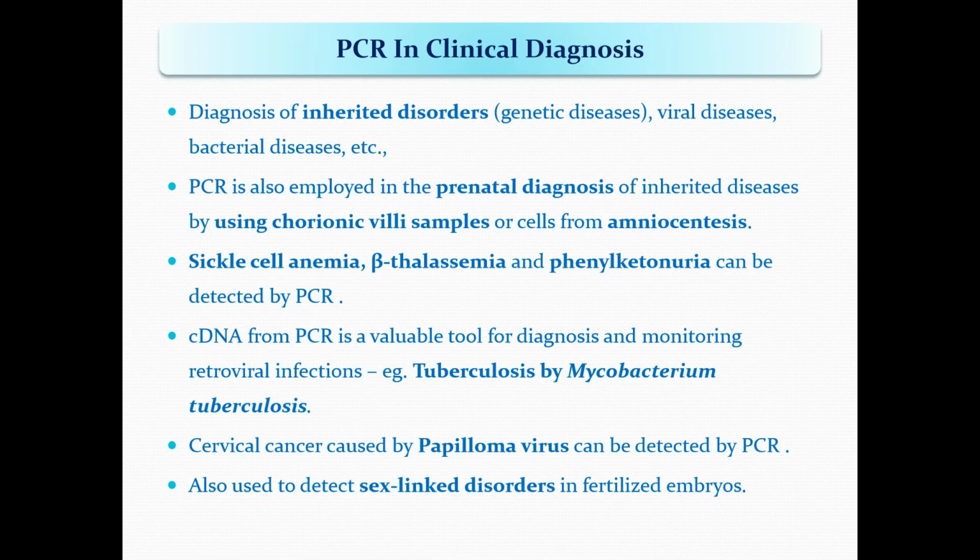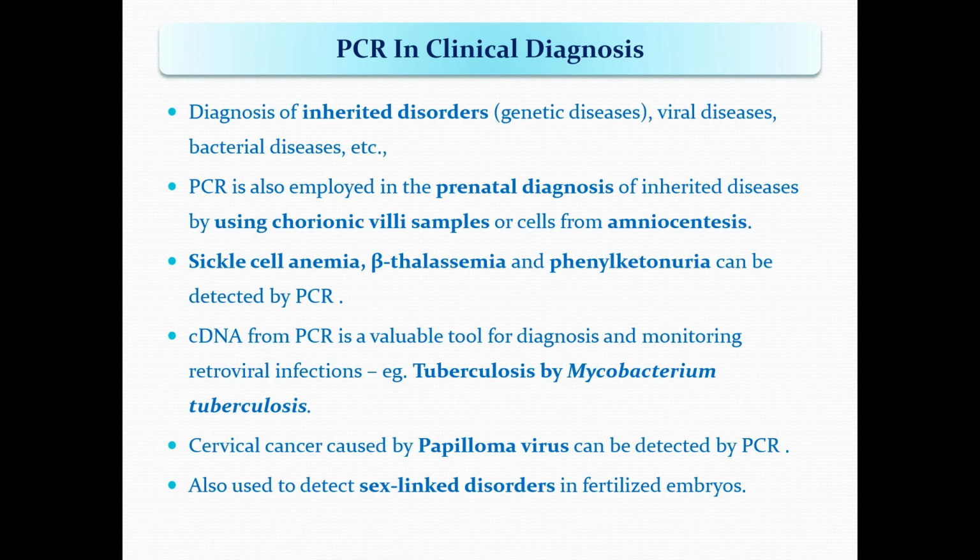Now we are going to learn PCR in clinical diagnosis. Inherited disorders or genetic diseases, viral diseases, bacterial diseases, etc. are diagnosed using this PCR method. The PCR method is also useful for diagnosing inherited diseases in the prenatal fetus by using chorionic villi samples or the cells from amniocentesis.